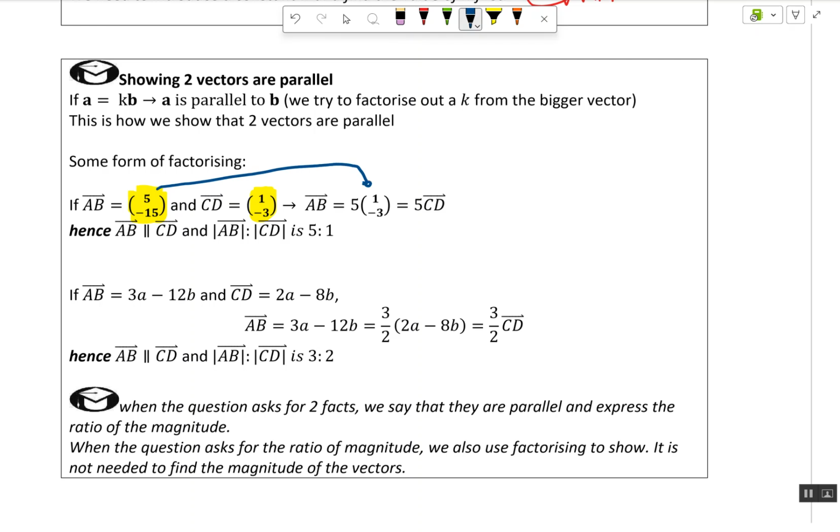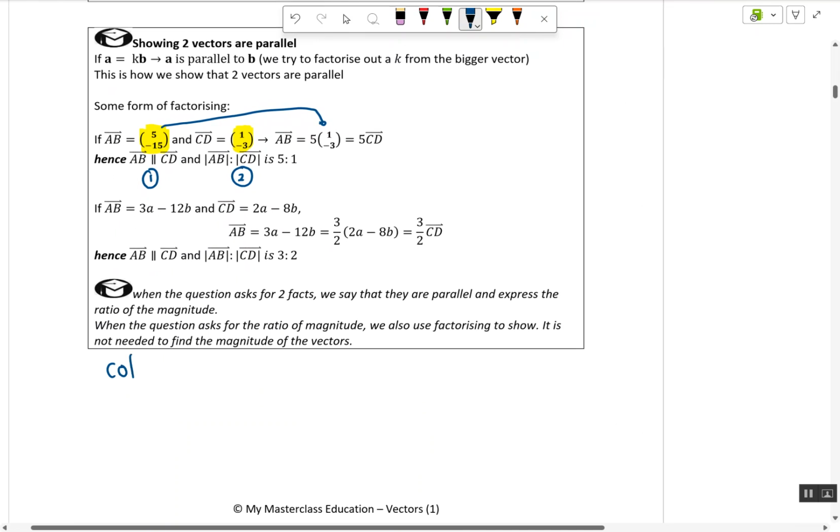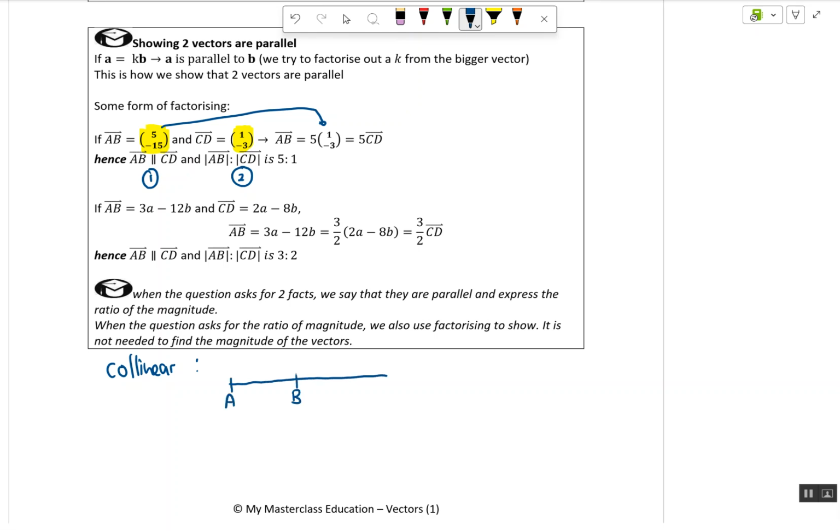So when you can factorize out a constant from a bigger vector and it is in terms of a shorter vector, you must talk about two things. Number one, it is parallel. Number two, the ratio of the length is this. And one part I missed out is talking about collinear. Remember, what is the meaning of collinear? They all lie on the same straight line, right or not? So this way is called AB produced. Q lies on AB produced.